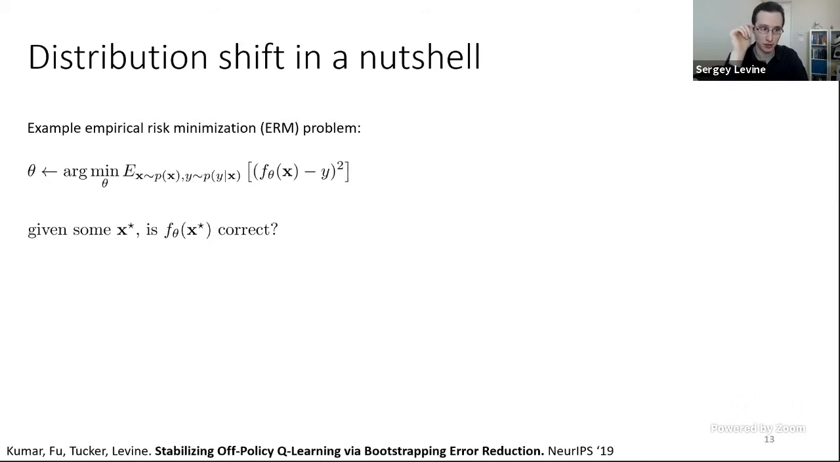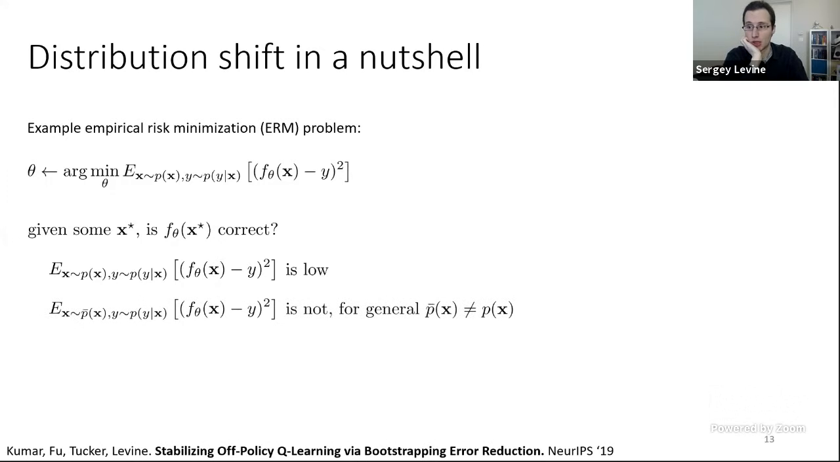f_theta is whatever we're learning: Q function, model, etc. Well, we know that the empirical error under the training distribution is going to be low, but the expected error under some other distribution p-bar is in general not going to be low if p-bar is not equal to p. And even if x* comes from p(x), even then the error is not guaranteed to be low because we're not minimizing pointwise error, we're minimizing expected error.